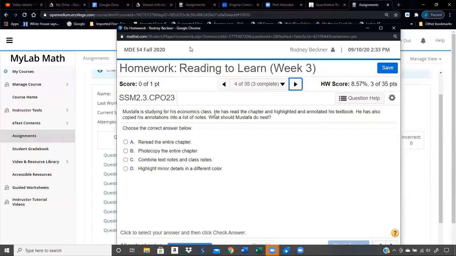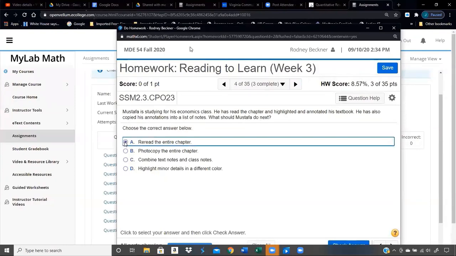Mustafa is studying for his economics class. He has read the chapter and highlighted and annotated his textbook. He has also copied his annotations into a list of notes. What should Mustafa do next? So all of these things are good. First, he went and highlighted and annotated simple things. Then he took those and made them into his own notes. So a much smaller collection of ideas, a much more focused collection of ideas. So what should he do next?